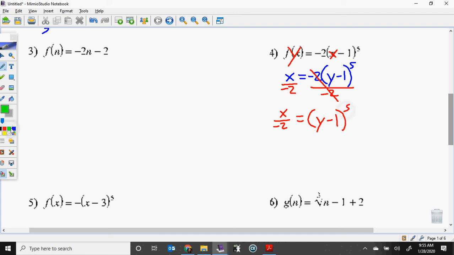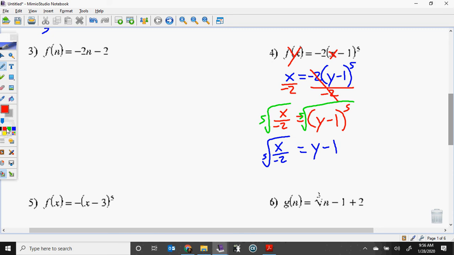And so now I can look at that and say, well, I have the power of 5 there. Well, if it was a squared, I would take the square root to get rid of it. So since it's a 5, we're going to take the 5th root to get rid of it. So I have the 5th root of x divided by -2 equals y minus 1.